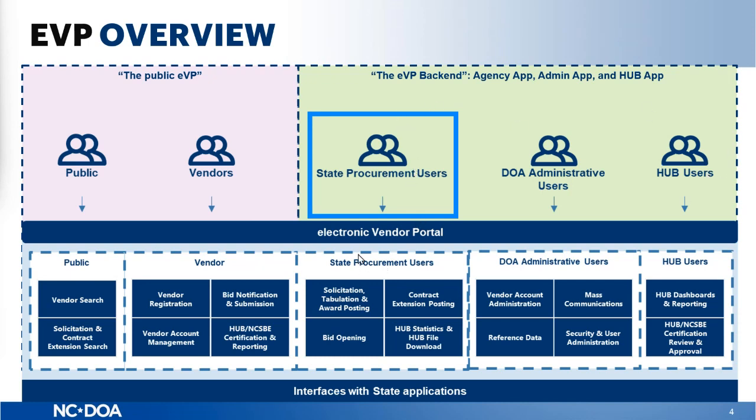And for you, what this new system is going to do is you're going to continue to put your solicitations, tabulations, award posting, all that, just like you did in IPS. You can manage your bid openings there, contract extension. So all of that's the same. And then there is now a Hub statistics and Hub file aspect here, but it is all now tied together for everything. So hopefully the interface works for you, but the connection to the vendors is going to be, I think, a really helpful thing for you there and for everybody.